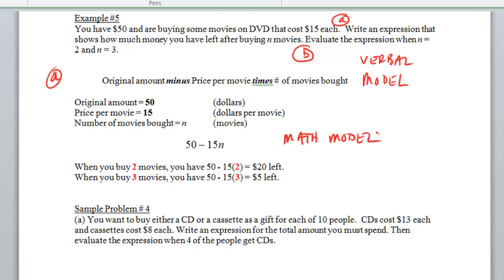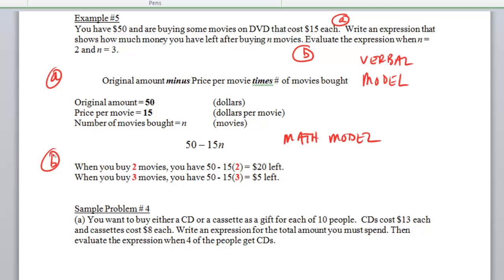It's always a good idea to write a mathematical model anytime you're doing a word problem or an application problem. Now, it just so happens that in this case, the mathematical model is the expression. So our algebraic expression is $50 minus 15 times the number of movies that we've bought. Once we have the mathematical model set up, we can then evaluate it for different amounts of movies being purchased. If we evaluate this expression for 2 movies being bought, you can see that we have $20 left over at that point. And of course if we buy 3 movies or DVDs, we will have $5 left over.